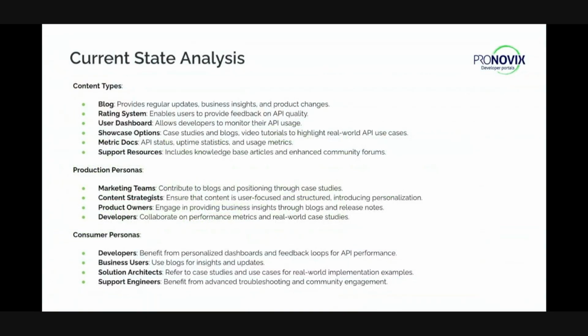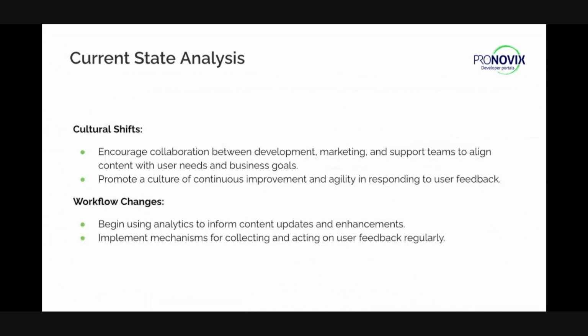And here you can see that the number of the content types is growing again, with metrics, docs, and support resources. Also, producer and consumer personas are becoming more and more elaborate. So first, get development, marketing, and support teams working together to make sure content meets user needs and business goals, and encourage a mindset of ongoing improvement and being flexible about responding to user feedback.